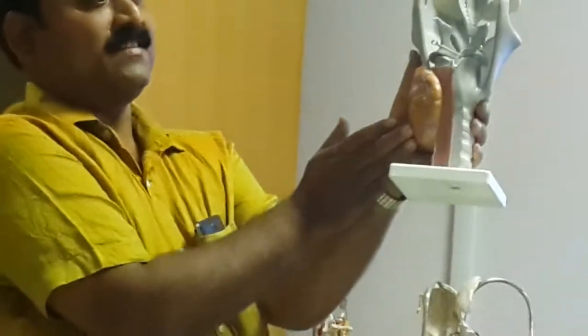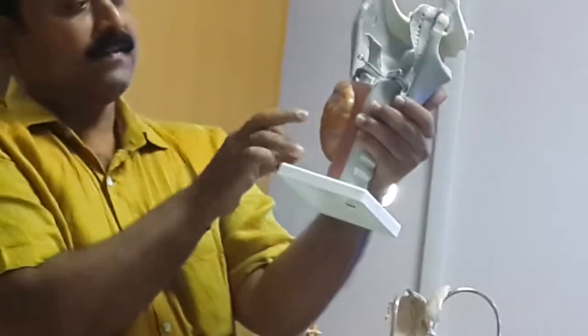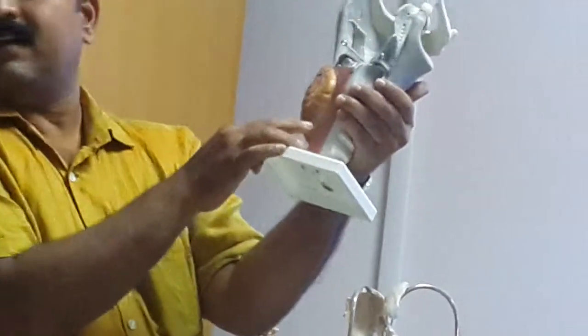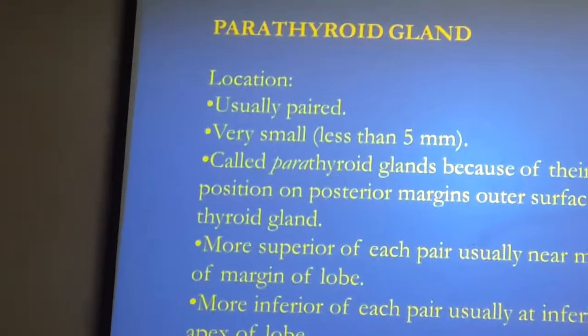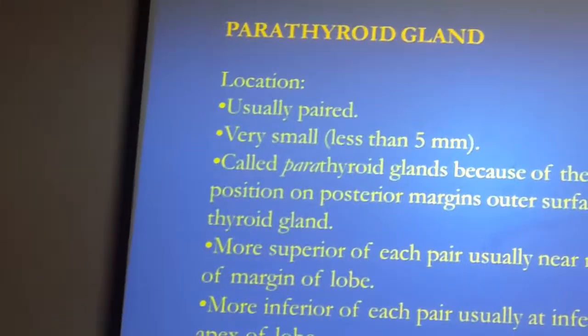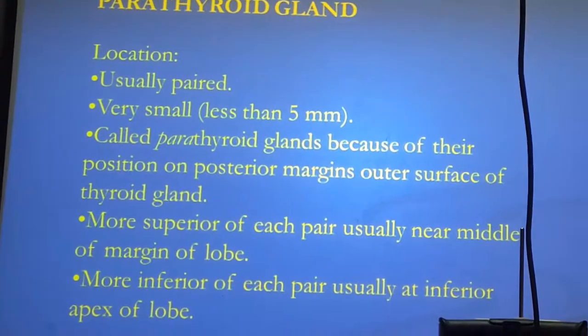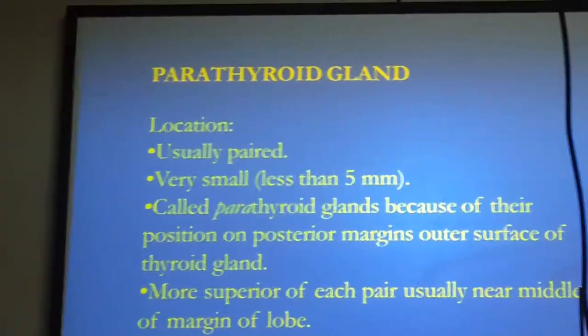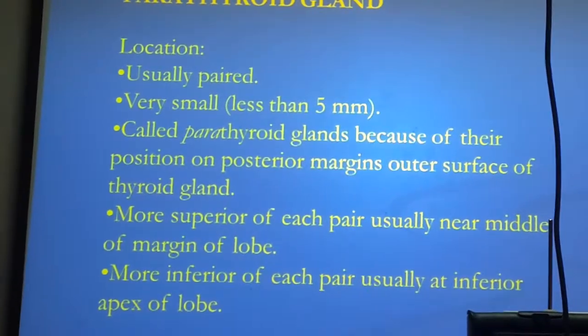Here only one part of the thyroid gland is shown, on the right side. So this is the superior parathyroid gland and the inferior parathyroid gland. Each is a very small spot, less than 5 mm in size. It is called the parathyroid gland because it is positioned on the posterior margin, outer surface, around the thyroid. Para means the side, and that's why these are called parathyroid glands.